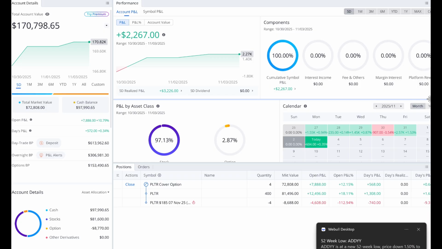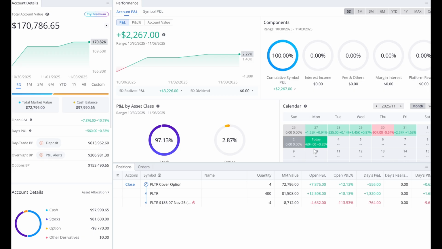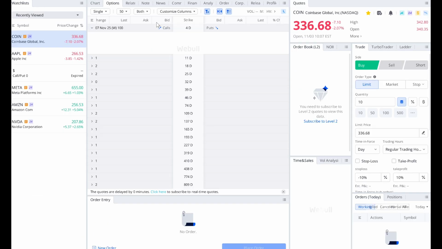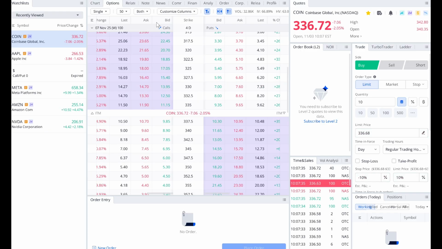Now, on this account I have approximately $97,990 of cash. So I'm going to sell some put options on this account. I'm going to go for another one on Coin because, like I said, I like Coin. I think it's at a good price. Below 350 for me is a good price. I want to sell another put on Coin.